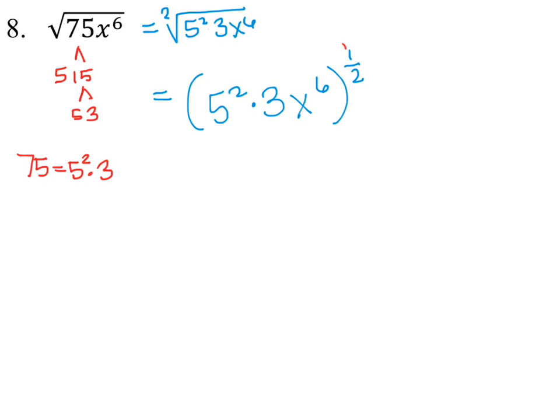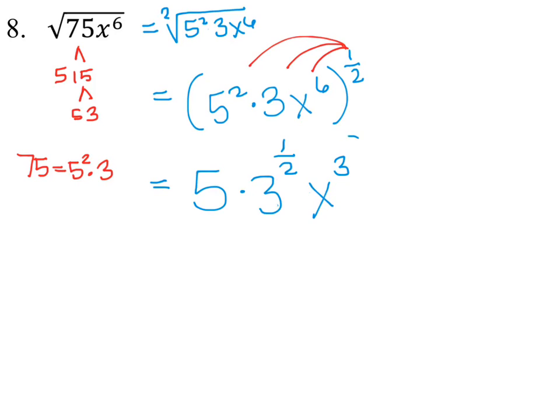And then I can go ahead and distribute that exponent to everything that is multiplied in the parentheses. 1/2 times 2 is just equal to 1. And then I have 3 to the 1/2. And then 6 times 1/2, and this 3x should have actually been a 3 right there. Anyways, so when I go and multiply the exponents for the x, 6 times 1/2 is 3. So that is my answer for number 8.